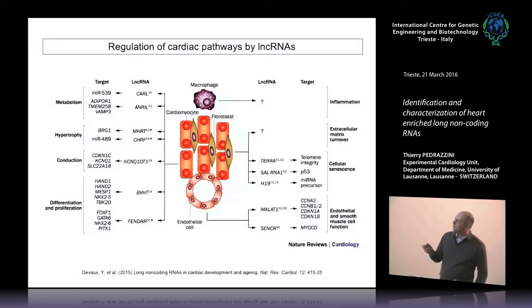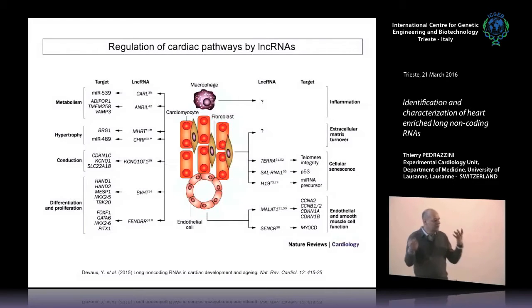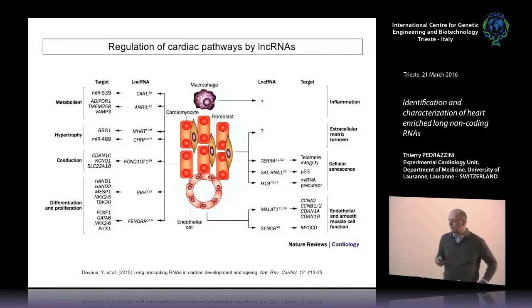But in the heart, there are also different cell types than cardiomyocytes. There are fibroblasts, inflammatory cells, endothelial cells, smooth muscle cells. And for all these instances, we have some long non-coding RNA transcripts that have been shown to be functional.